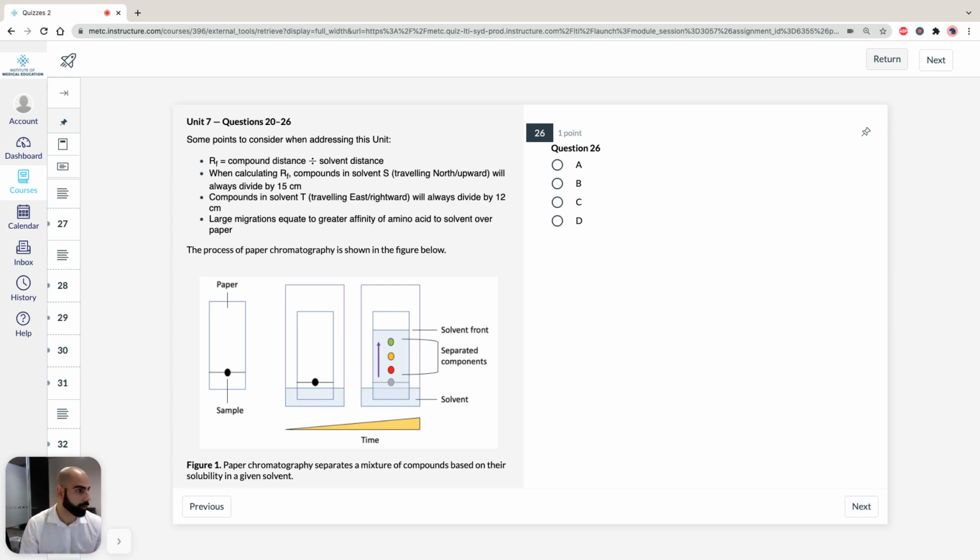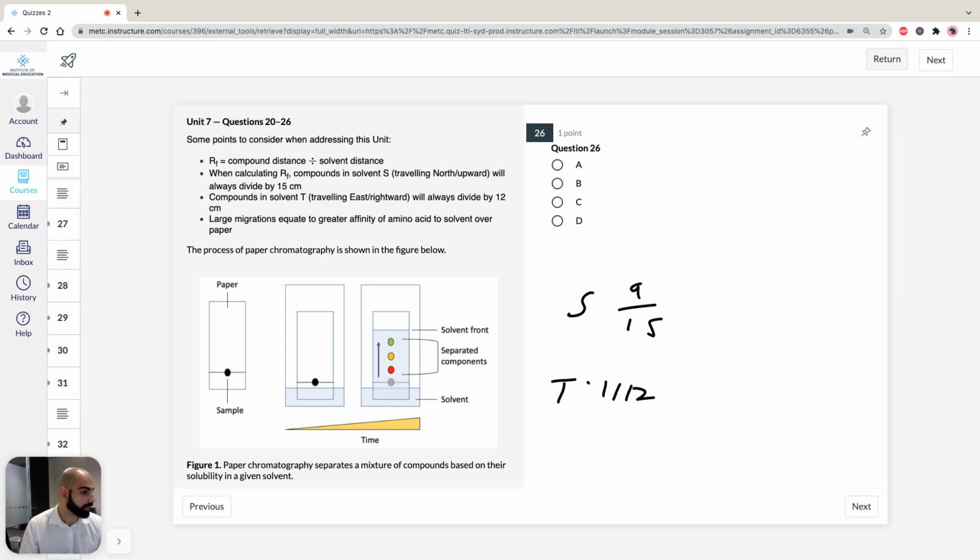So let's just look at the graph anyway, without looking at the options. You can see here that lysine has an RF value for solvent S of about 9 divided by 15. So it's going to have a good affinity for S. But in solvent T, lysine is only about 1 centimeter. So it's got a pretty poor affinity in T, but a good affinity in S.